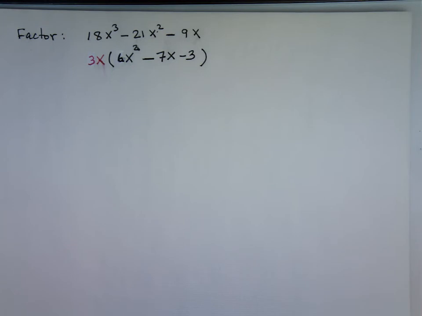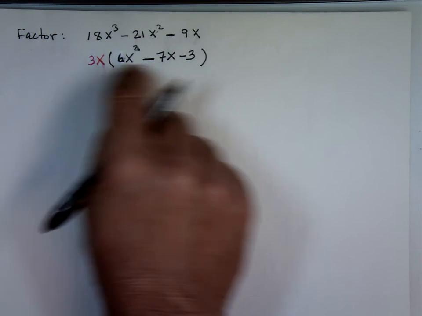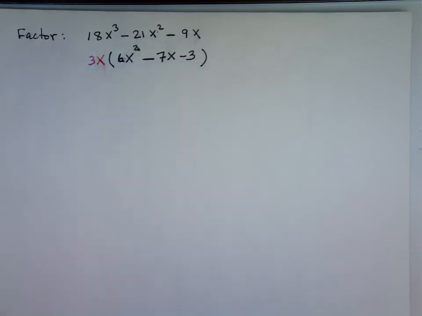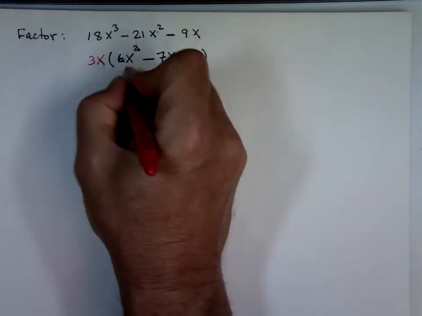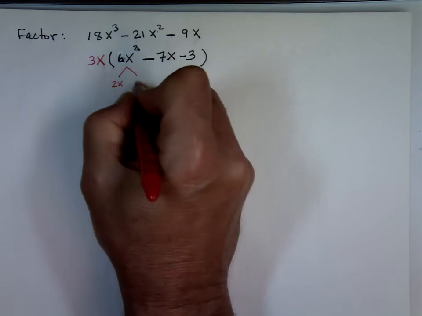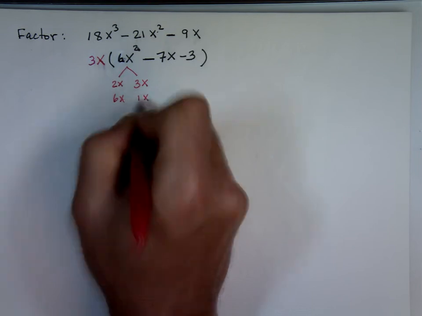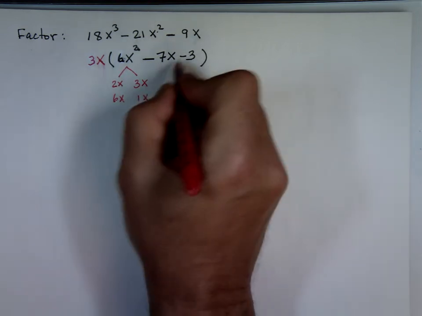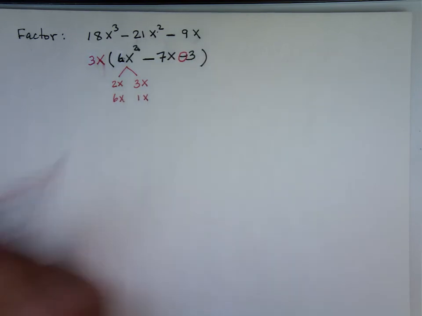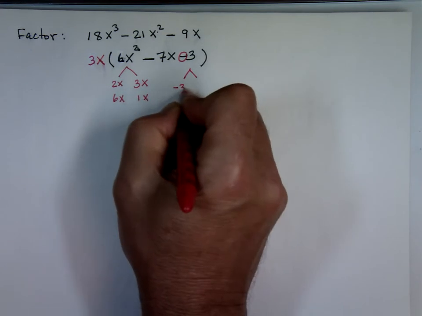Now again, the problem says factor, which means factor completely. Is this complete? Or can I factor the inside? Can this be factored more? Well, let's look at it. The 6x squared can be broken down to either 2x times 3x or 6x times 1x. This is a minus. That tells me both signs will have to be different. They're not the same. So that could be negative 3 times a 1 or 3 times a negative 1.